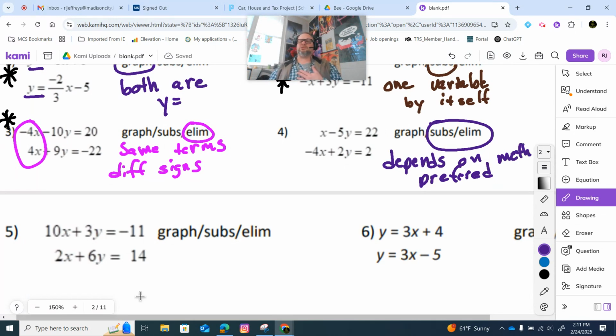Okay, if it was Mr. Jeffries, I would multiply this top by 4 and I'd cancel the x, but that's just me. Okay, because we know Mr. Jeffries likes elimination, right? I like getting rid of things, pew, pew, that kind of stuff.